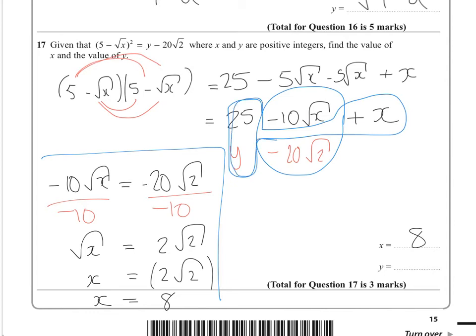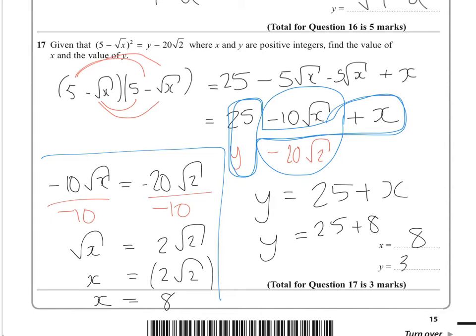Okay, so y must equal 25 plus x. So y equals 25 plus 8, which equals 33.